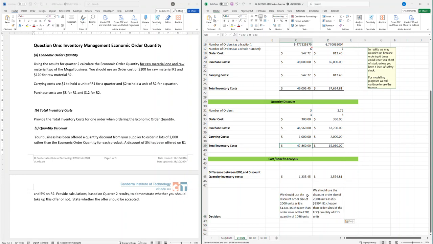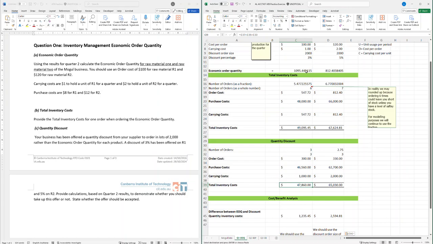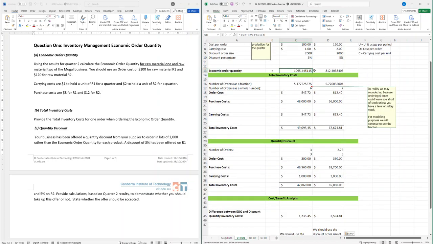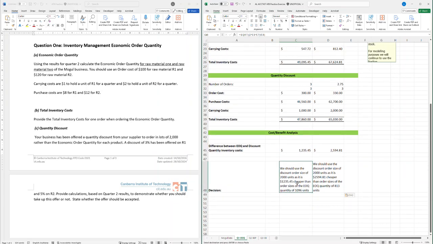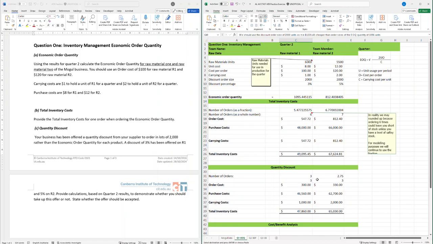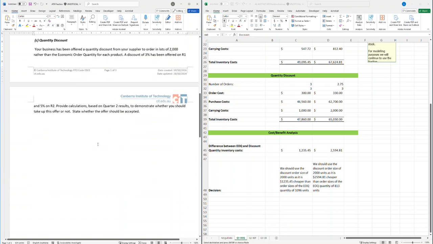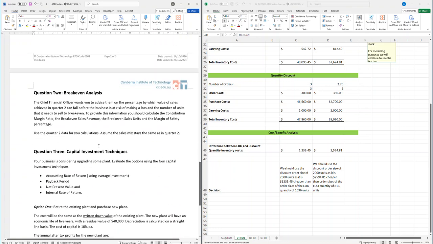We should use the discount order size because it's cheaper by $1,235.45 than using the EOQ quantity of 1,096 units, 95 units really. Okay, but you want to do an extra because you want to round up in general. So that's your answer, and please do not forget to give your discussion. So that is your question 1. And then we'll look at your question 2.